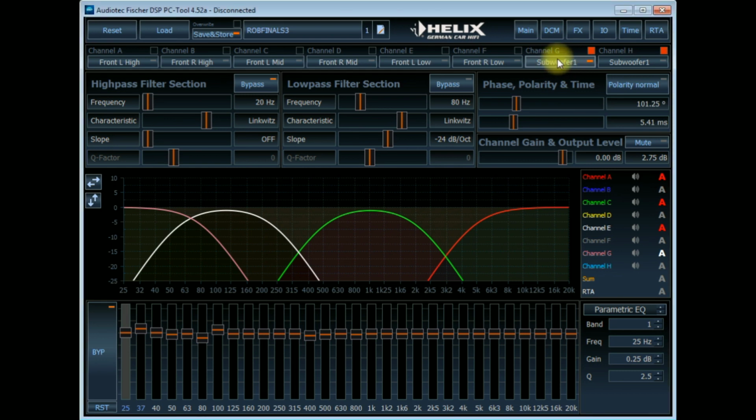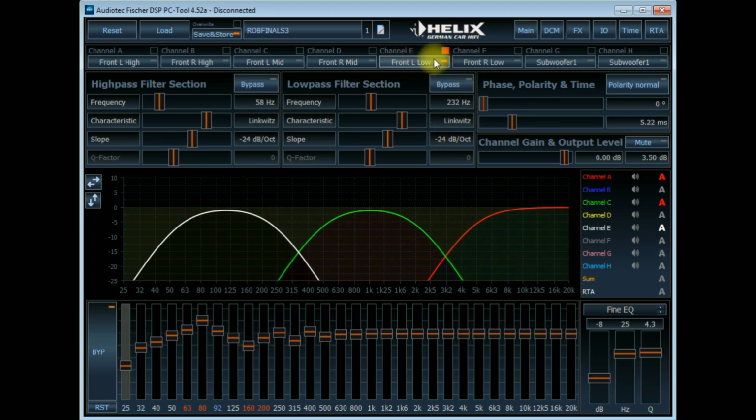The subwoofers are sealed, so my first concern will be to check the high pass filter. We don't need that, and you can see it's bypassed. Low pass is 80 Hertz, Linkwitz-Riley, fourth order, or negative 24 decibels per octave.